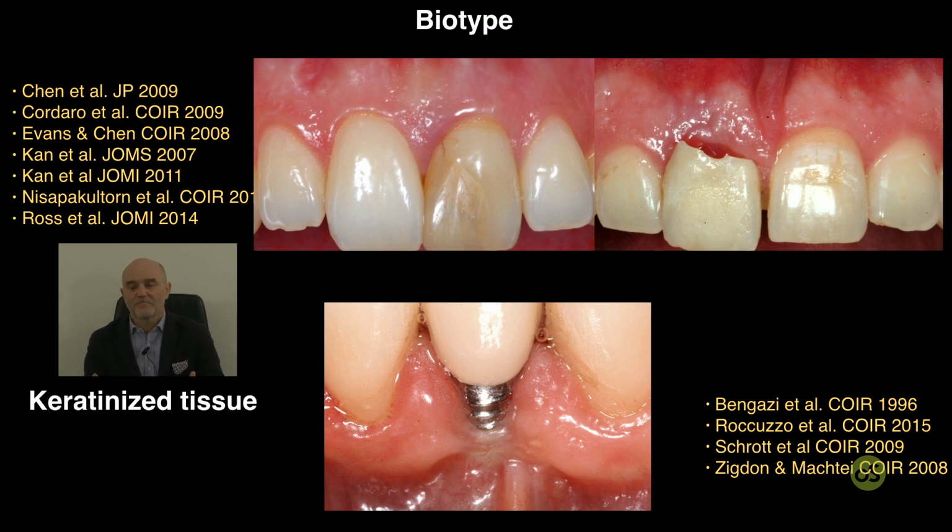Every single biotype that is less than 2 millimeters is at risk. And obviously, if it is even thinner, the risk is even greater. But we cannot consider thin and thick biotype with the old parameter of 1.5, because this is not enough for implants, and I think that the good parameter should be 2 millimeters.